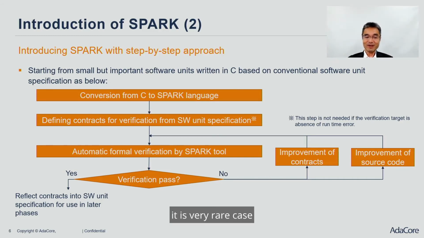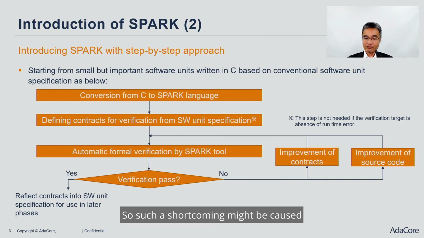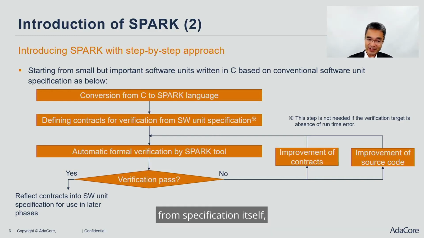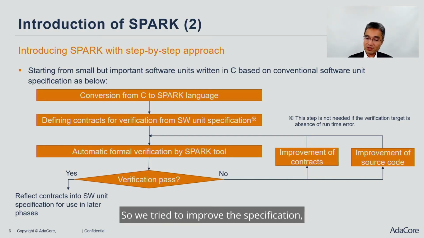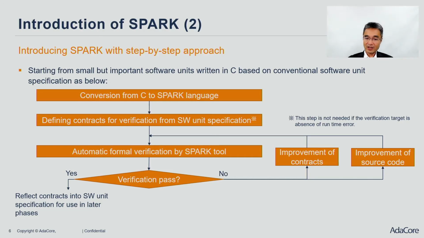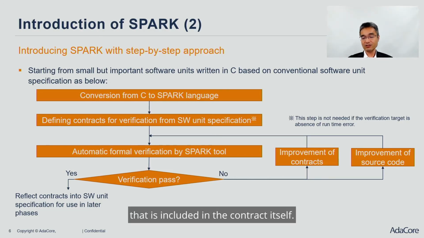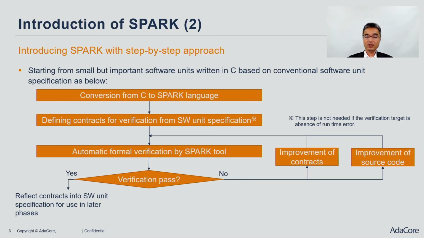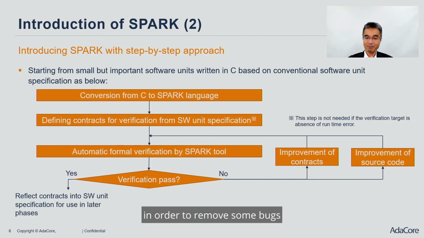And of course, it is a very rare case that such verification is passed. So we can find out some shortcoming or error. Such a shortcoming might be caused by the specification itself or the source code itself. So we try to improve the specification, in this slide, that is included in the contract itself. Or we will improve software code in order to remove some bugs or something like that.